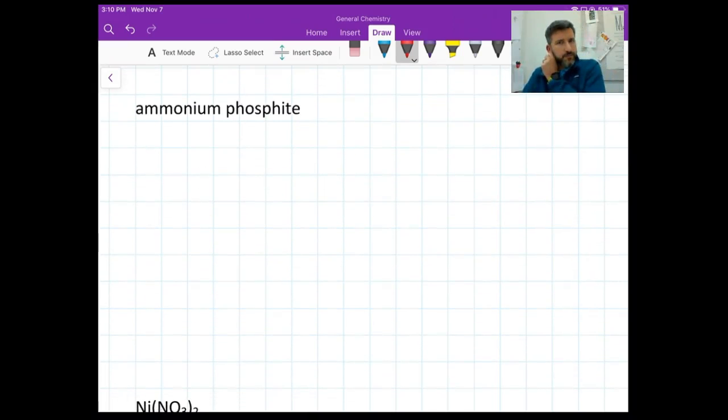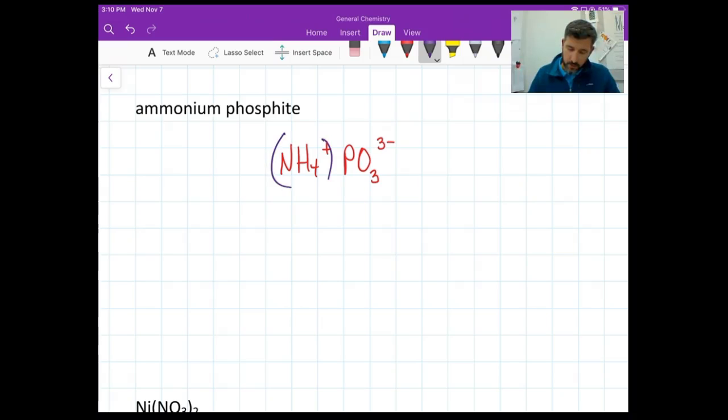Kind of a tough one. This one actually has 2 polyatomic ions in it. See if you can figure out the formula for ammonium phosphite. Okay, so ammonium from your list is NH4 with a +1 charge. Phosphite is PO3 with a -3 charge. So to balance the charges, we would actually have to have 3 ammoniums, pardon me, and just 1 phosphite.